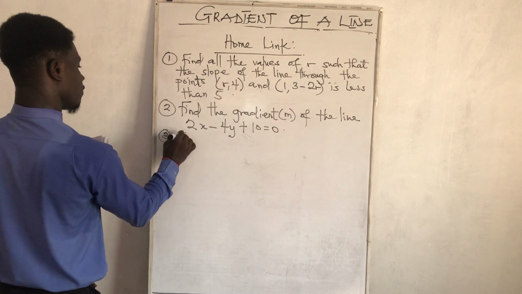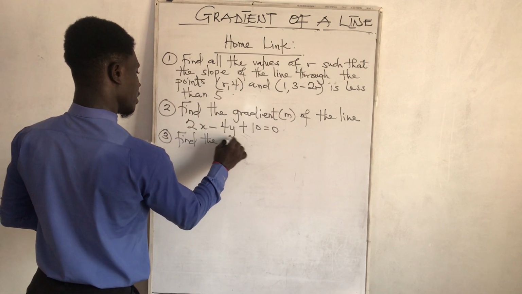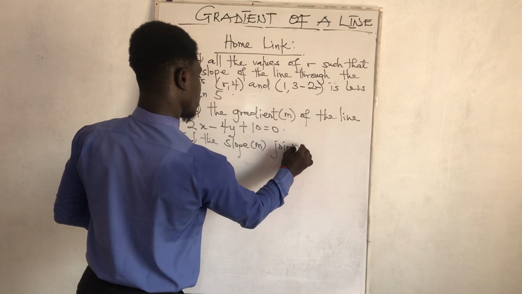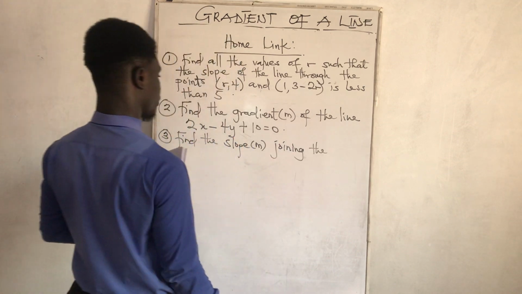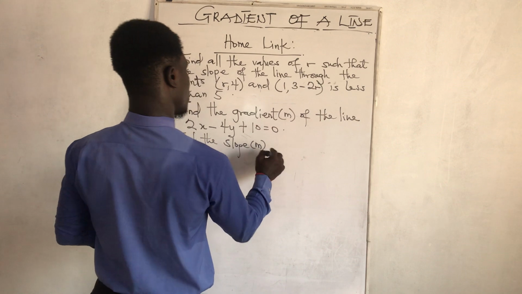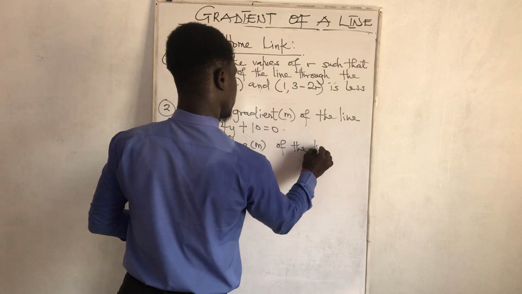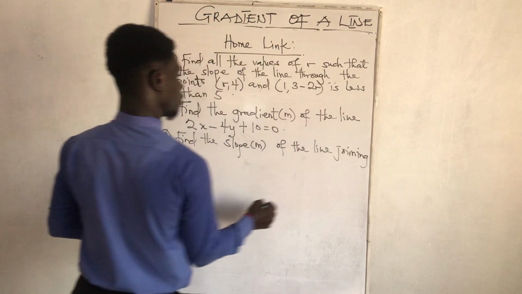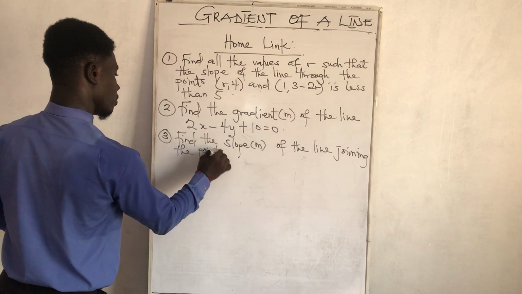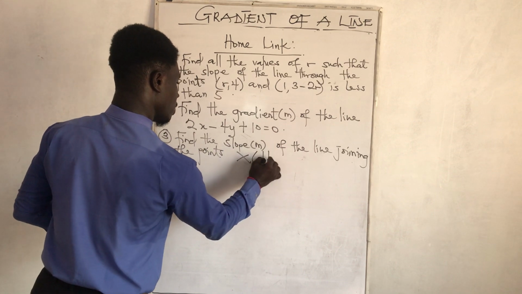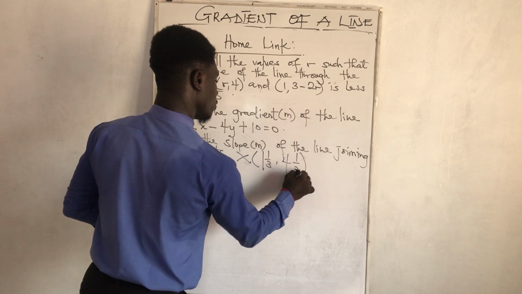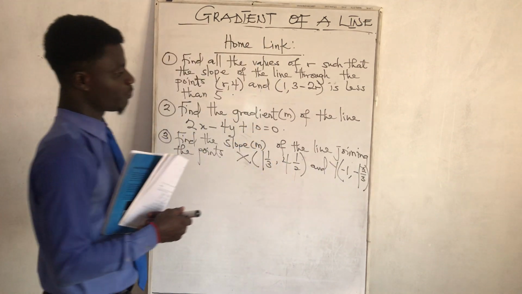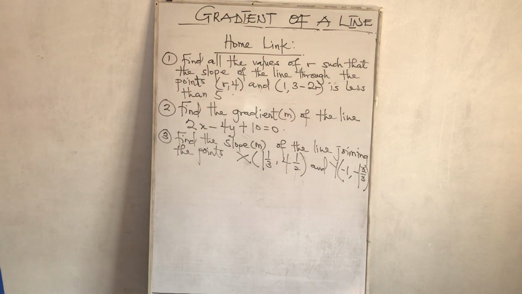And 3. Find the slope m of the line joining the points x, 1 whole number 1 on 3, 4 whole number 1 on 2, and y, negative 1, negative whole number 2 on 3. So that's your home link. Kindly copy it well.